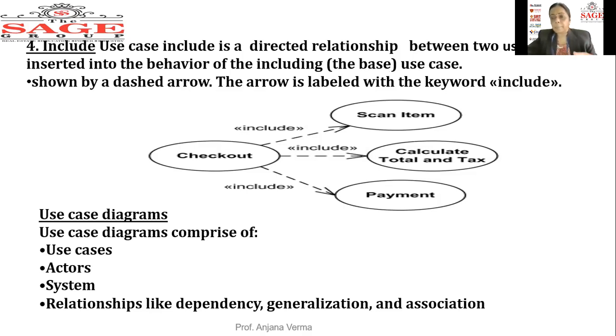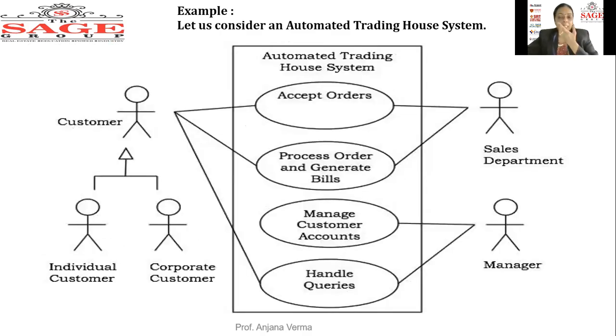Now we'll see an example, and after that we will see how to create the use case diagram. This is the simplest example I have taken, so you can understand very easily, without any problem. Now there is one actor, customer. The system is an automatic trading house system, meaning we are purchasing something in a trading house, online or offline. Customer is a player who places an order.